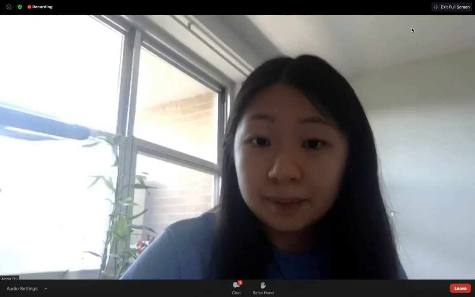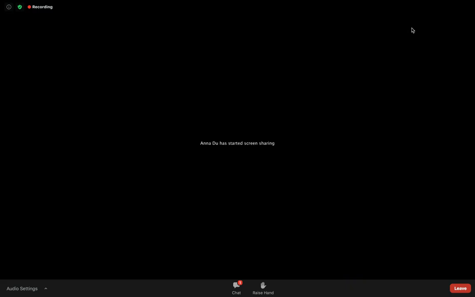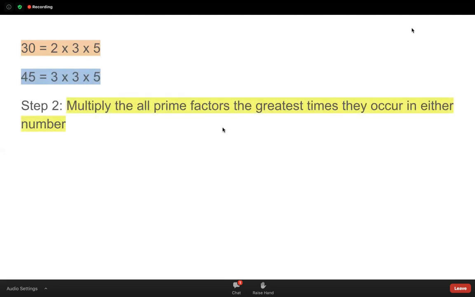Okay, so I'm going to go back to my PowerPoint. Sorry about this moving around. Here's a recap of what we did. This is the prime factorization for 30. Here's the prime factorization for 45. And you multiply the prime factors the greatest number of times they occur in either factor tree.